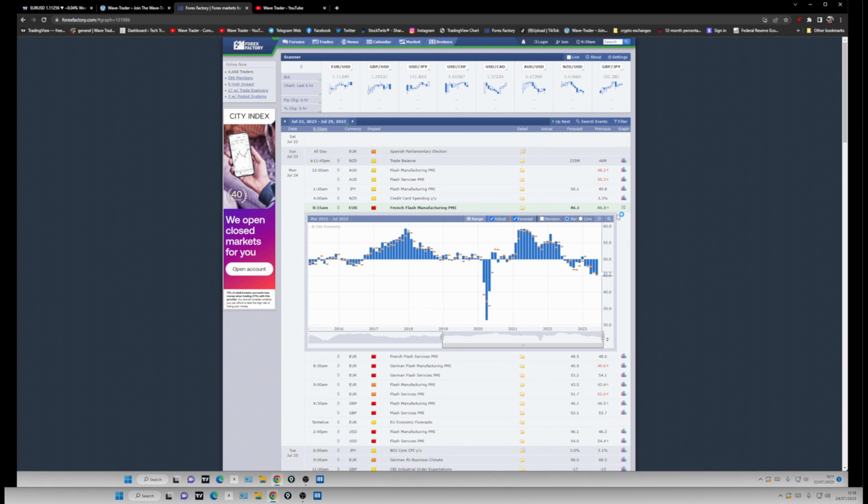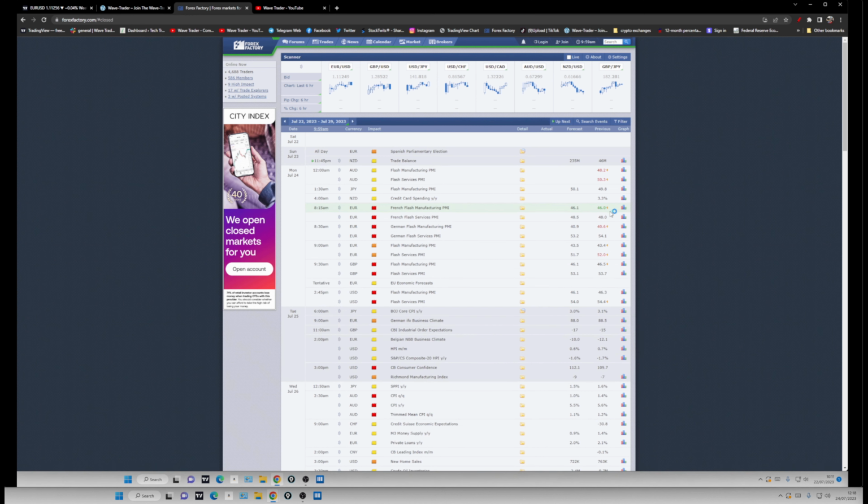So if I look at this chart, we can see that the trend was down. Flash manufacturing PMI data is trending downside. We can see that since 21, the trend is to the downside. So if these numbers are going to fall further below 45.5, and then the next bar is going to be lower than these bars, then we are going to see further sell-off on the euro against the dollar.